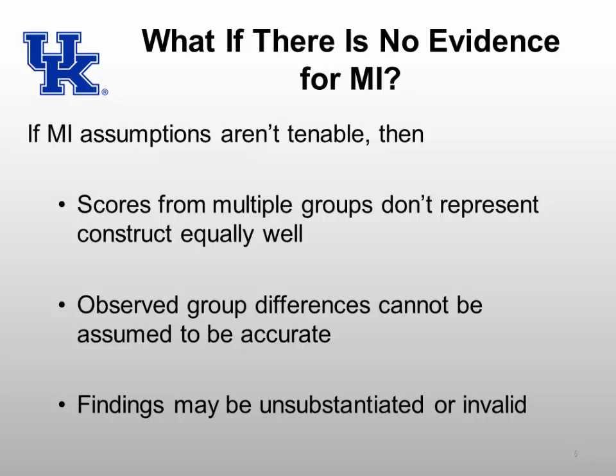Also, if we don't have evidence for measurement variance, we know that observed group differences cannot be assumed to be accurate. So if I see a difference in boys' scores from girls' scores, I can't assume that it's due to a difference in their language ability. It's some other artifact of my scale. And lastly, if there's no evidence for measurement and variance, my findings may be unsubstantiated or even invalid. So again, it's important that this be a preliminary step that we do before we conduct our major analyses.